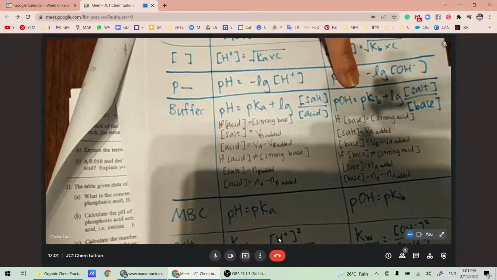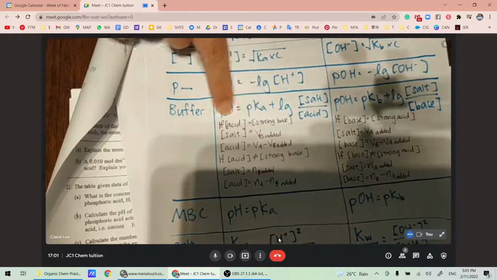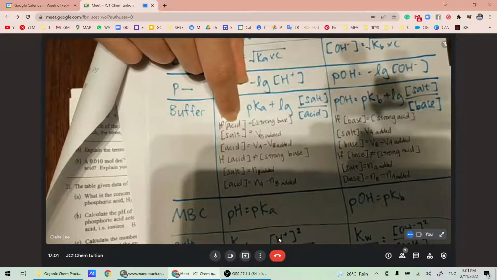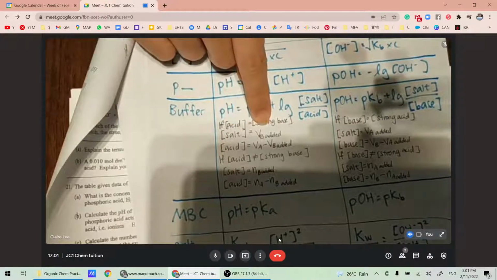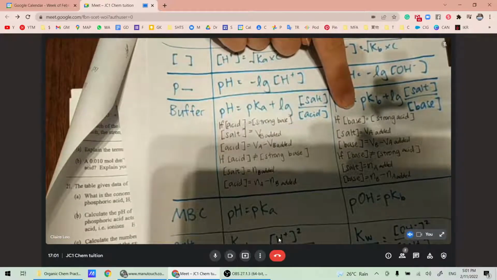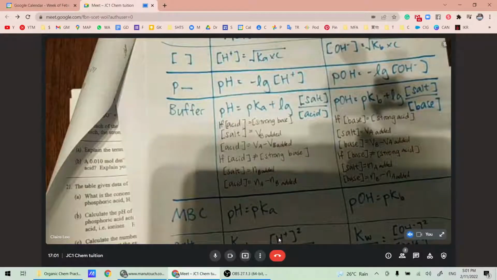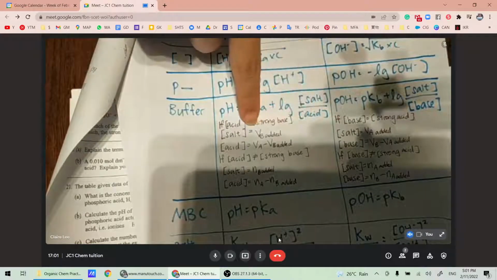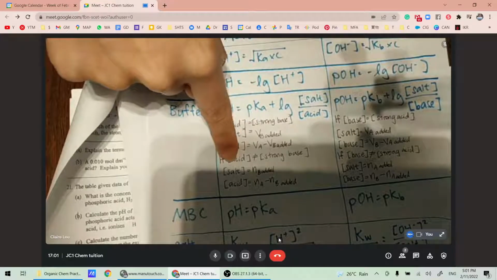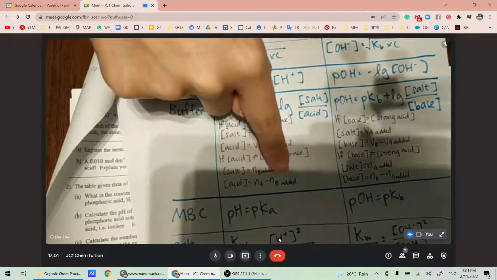Now for buffer, they have a similar equation. Buffer equation is pH equals pKa plus log concentration of salt over acid. If your concentration of acid is equal to the concentration of strong base, then the concentration of salt will be equal to the volume of the base you added. Similarly, if your concentration of base is equal to the concentration of strong acid, then the concentration of salt is the volume of acid added. Then the amount of acid you have will be the volume of acid you started with minus the volume of base you added. So in a way, you actually just have to deal with the volume.